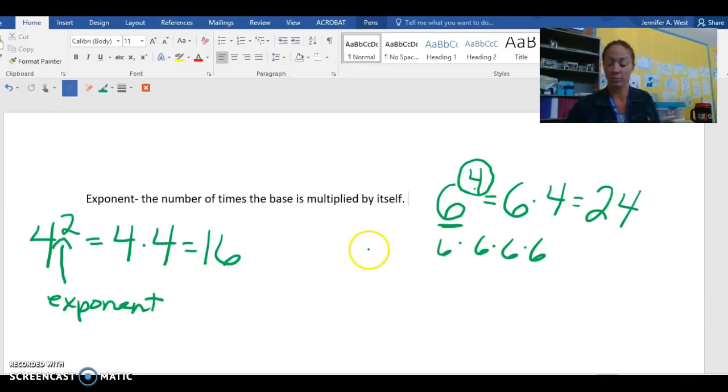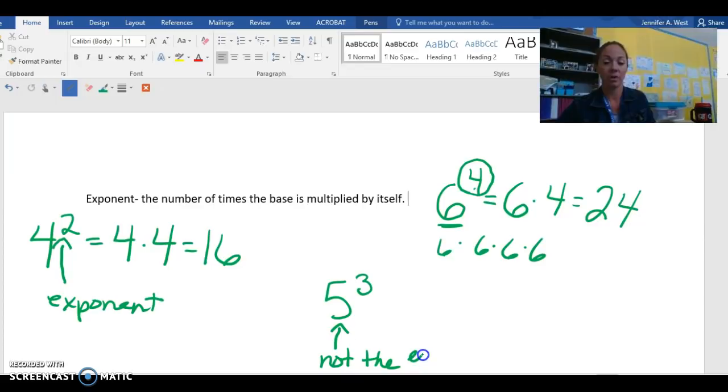And a non-example of this would be something like, if we had 5 to the 3rd power, 5 is the base. 5 is not the exponent. So make sure you get all of that in your notes.